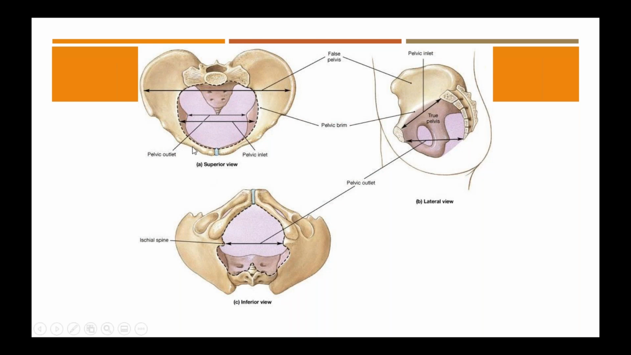Here you can see that this is the pelvic inlet. In between are shown, and then this is the pelvic outlet which is formed. So here you can see above this brim, it is the false pelvis. Below the pelvic brim becomes the true pelvis. And here they have shown that this is the pelvic outlet.